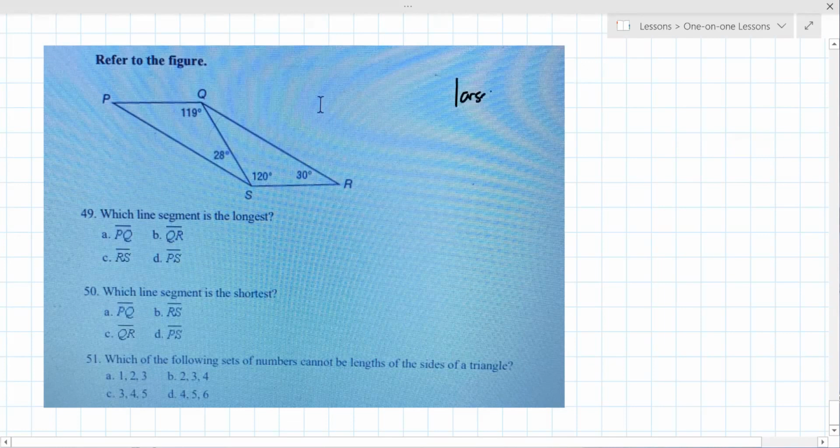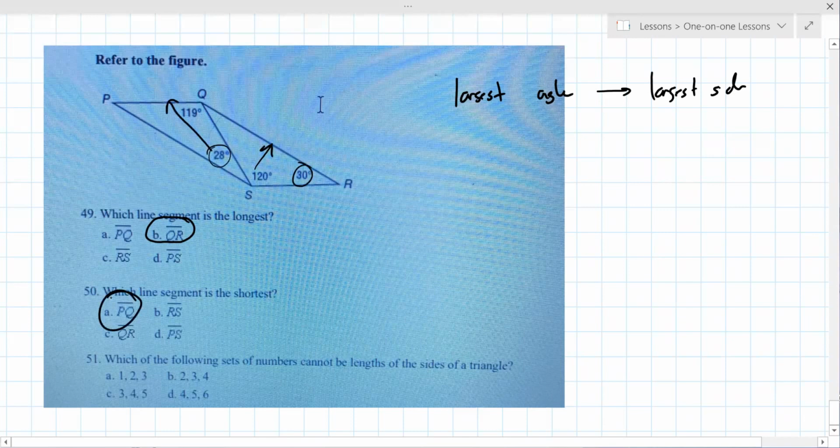The largest angle helps to figure out the largest side, and the reverse is true. If you know the largest side, you can figure out the largest angle. So 120 degrees here means that this side over here, QR, is bigger than the one across from this 119 over there. So that's why QR is the longest. The shortest side is across from the shortest angle. So that angle, 28, compared to 30, 28 is the shortest. That means PQ is the shortest. So the shortest angle points to the shortest side.